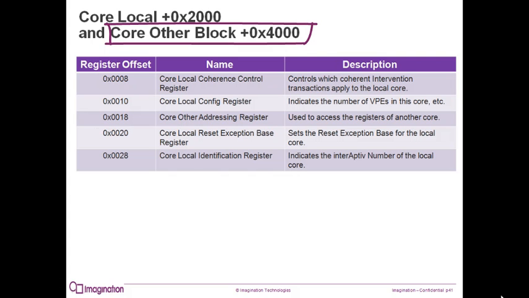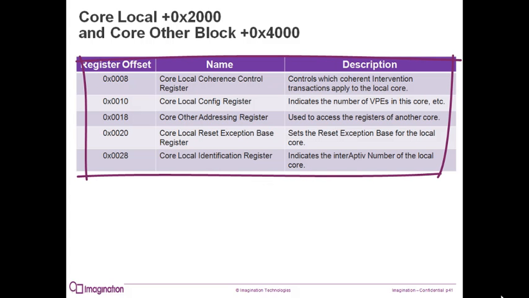The core other block can be accessed at offset hex 4000 from the GCR base address. This block gives any CPU a way of accessing another CPU's CM local registers. To do this, the CPU writes to its own core other address register. I'll cover this in a bit. There are 5 registers in the core blocks. I will cover each in turn in the slides that follow.